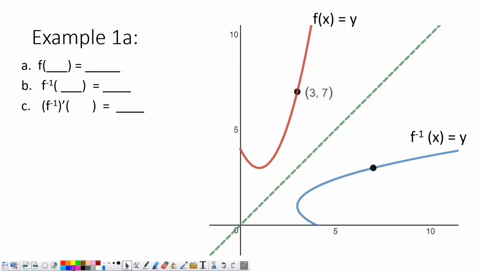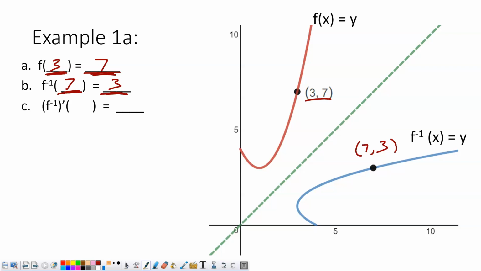But let's take a look at part A. Now, this is saying f of what equals what? Well, this would be an x value, this would be a y value. So what x value and y value did I give you on the f graph? I gave you f of 3 equals 7. Right? That was this point right here. Now, if f of 3 equals 7, then f inverse of what equals what? It would be f inverse of 7 equals 3. And that would be this point right here, which I haven't labeled yet, but I will now. They're reversed, right? So that's just a property of inverses. There's no calculus there. All right?